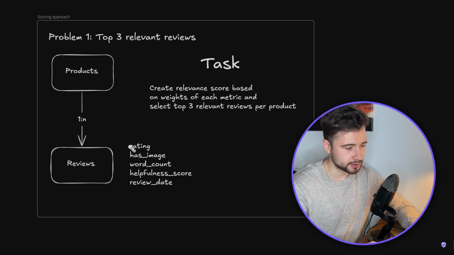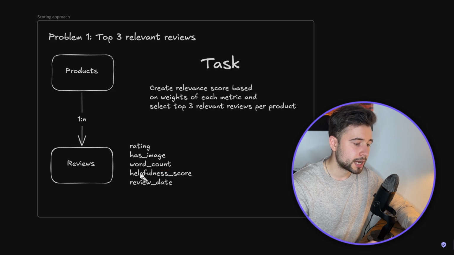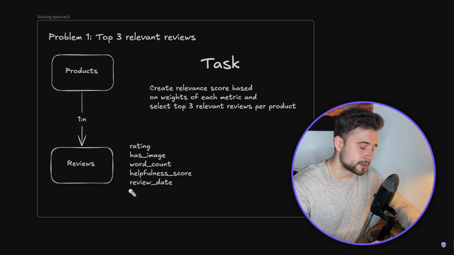And here you can see the metrics each review has. The rating score, whether it has an image or not, the amount of words in the review. Helpfulness score means basically the upvotes that the review received from other users, basically just an integer number. And a review date when it was left. So with that, we have all the information to solve the task. Let's open the editor and just do it.